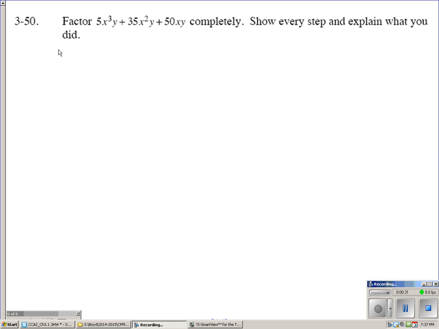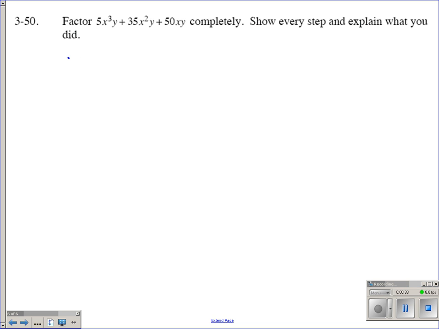So the first step in factoring is, well, let's write it down first. We have 5x to the third y plus 35x squared y plus 50xy. The first thing we always want to look for is a greatest common factor.